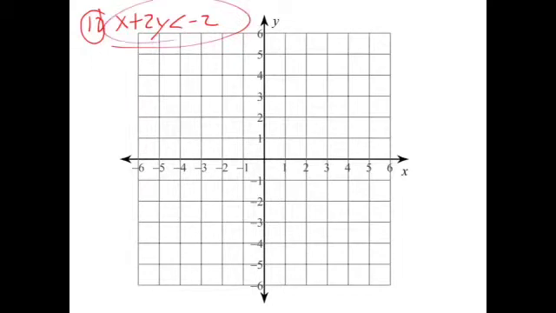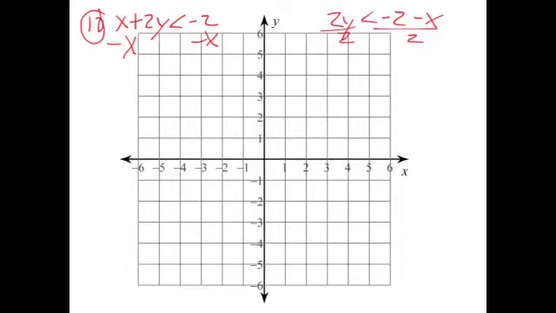Also need to solve for y on this one. I'll just subtract x from both sides to get 2y less than -2 minus x, and divide everything by 2 to get my y by itself. Y less than, I didn't divide by a negative, divided by a positive, so that's going to stay the same. -2 divided by 2 is -1, and then negative x divided by 2 is -1/2 x.